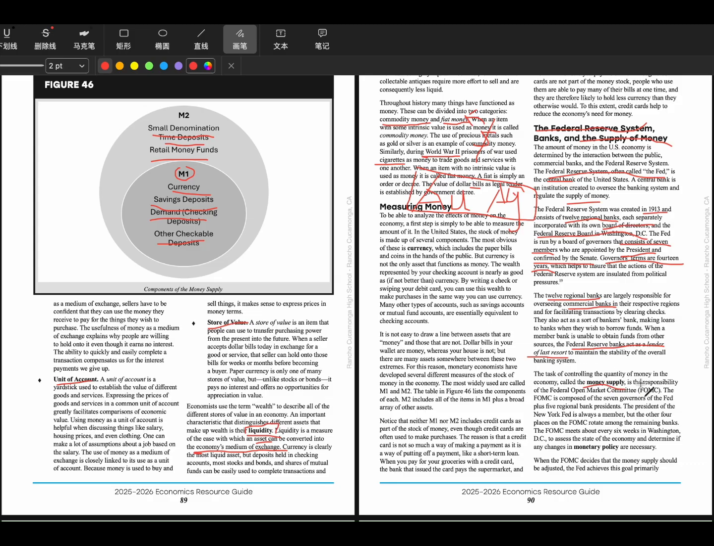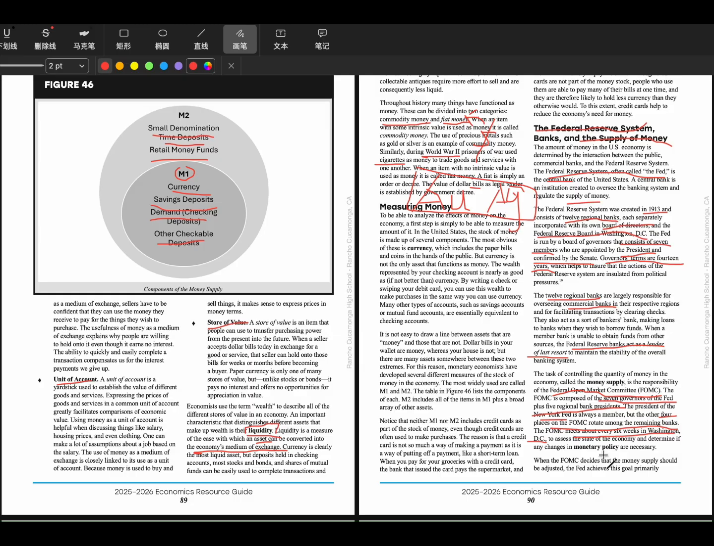Next is its ability to control the money supply, and who exactly is responsible for that? This is something you have to memorize: the Federal Open Market Committee, FOMC. It is their job to regulate the money supply, and it is composed of the 7 governors of the Fed plus 5 regional bank presidents. The president of the New York Fed is always a member. The other 4 places rotate among the remaining banks. Those are pieces of information that you have to memorize, and they meet every 6 weeks in Washington, D.C.